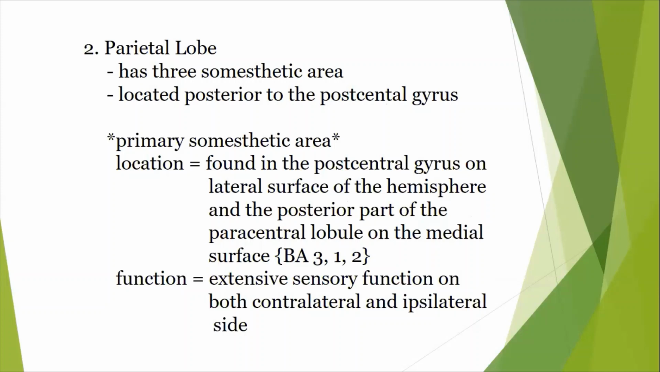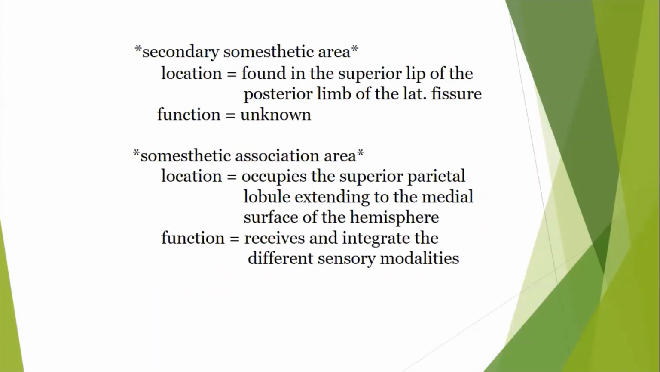Now, the parietal lobe has three somesthetic areas. Remember, your parietal lobe is the sensory lobe, and this is located posterior to the postcentral gyrus. Your primary somesthetic area is found in the postcentral gyrus on the lateral surface of the hemisphere and the posterior part of the paracentral lobule on the medial surface. This is your Brodmann's area 3, 1, 2. The function is extensive sensory function on both contralateral and ipsilateral sides.